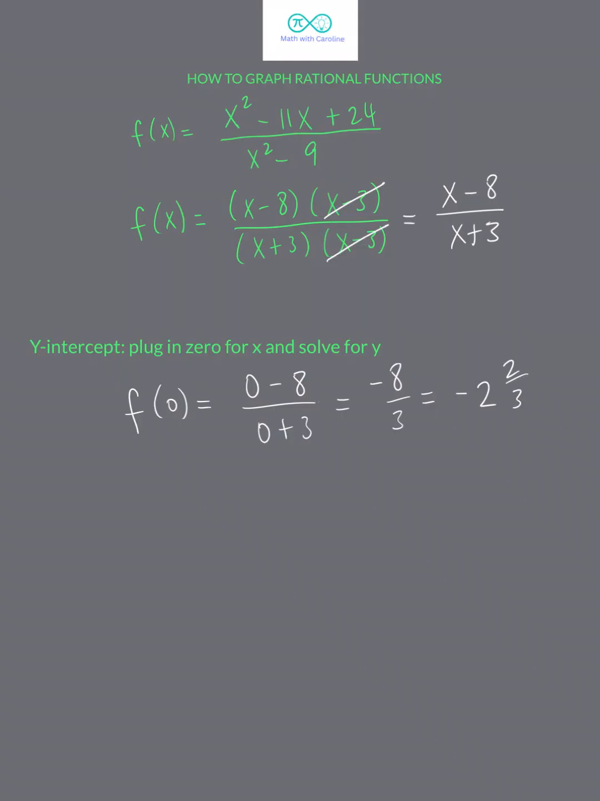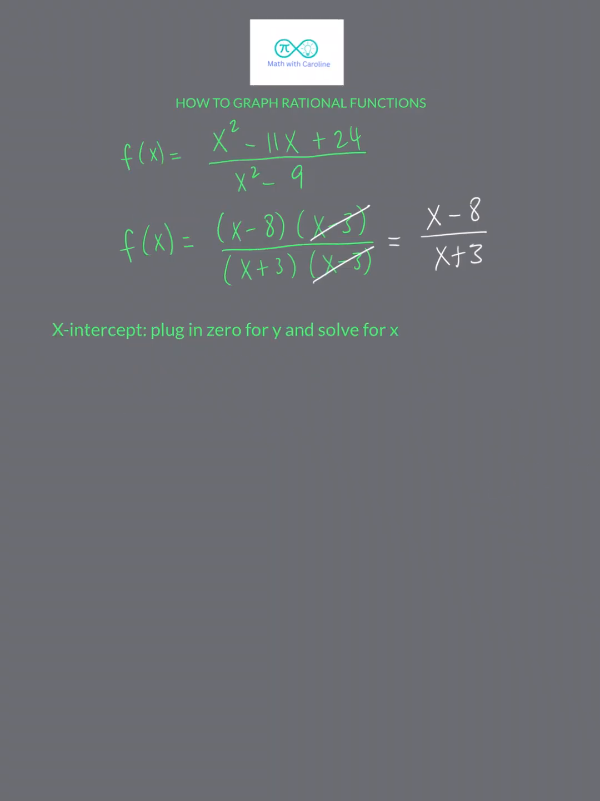So our y-intercept, we'll go ahead and write it as a point. Sometimes you could just write y equals negative 2 and 2/3, but sometimes it's helpful to write it as a point to remember that we're plotting the point 0, negative 2 and 2/3.